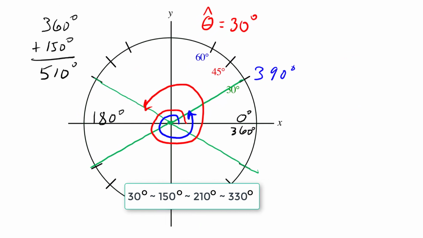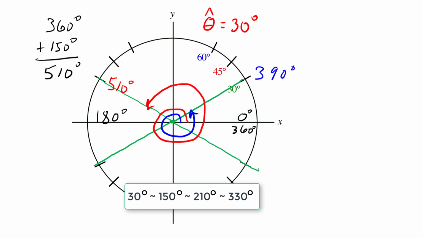And these angles are actually related to each other. 510 is coterminal with 150. They terminate in the very same place, both in quadrant 2. Likewise, 390 and 30 are coterminal.